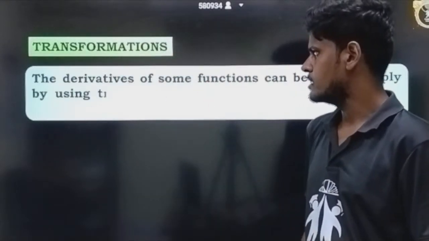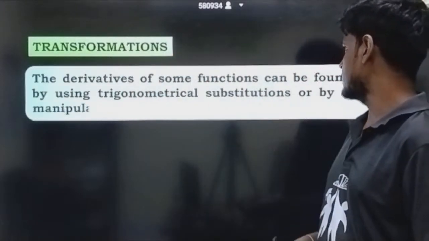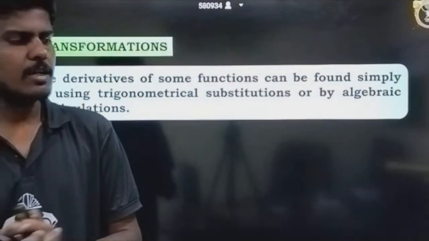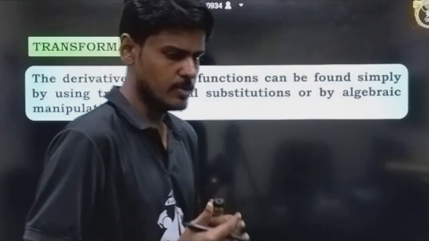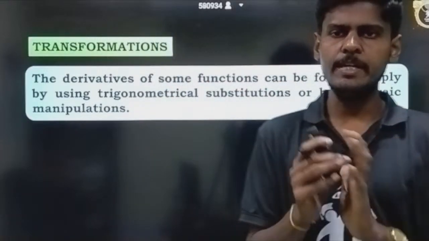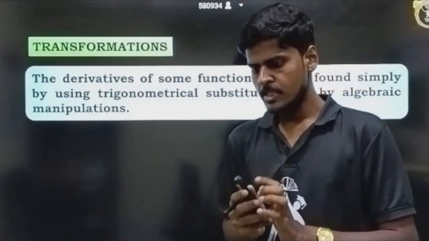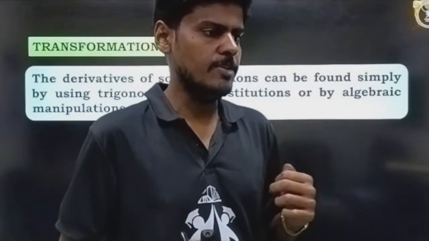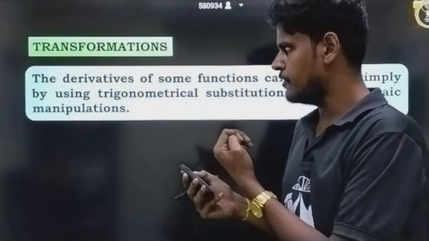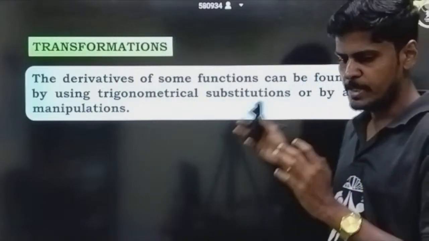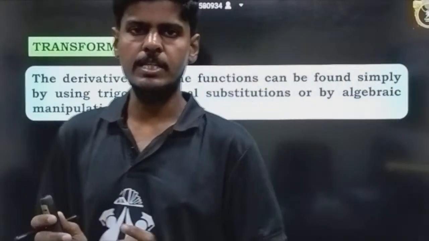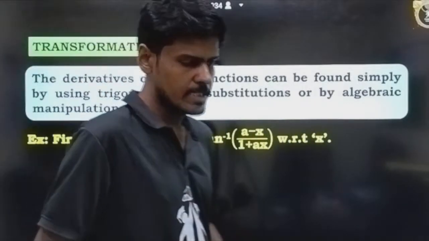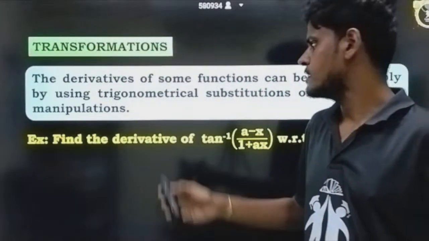Next is transformations. The derivative of some functions can be found simply by using trigonometric substitutions. This is mainly for simplifying a differentiable function into simpler functions, which can be converted into standard form if possible. First by substitution we will try to convert this into standard form and then differentiate. For example, we will discuss some questions.